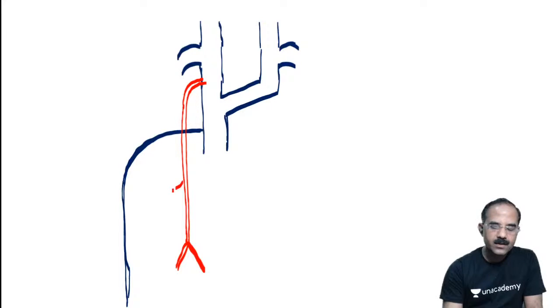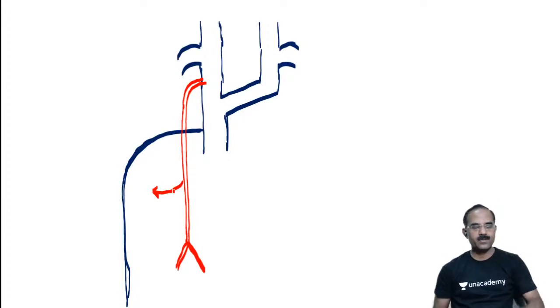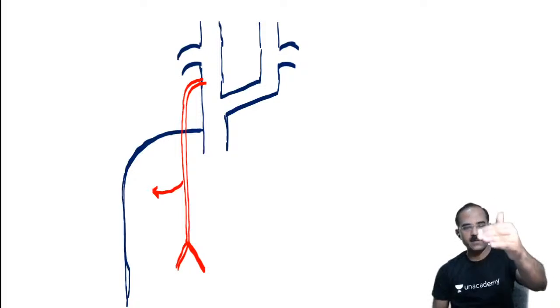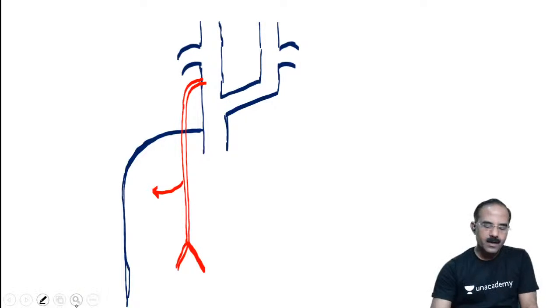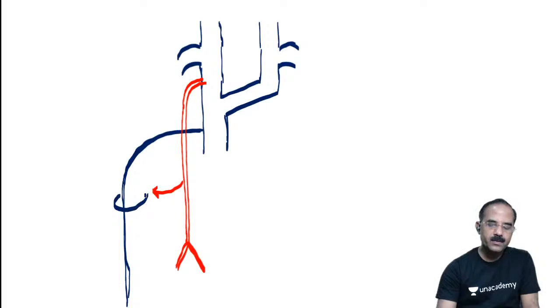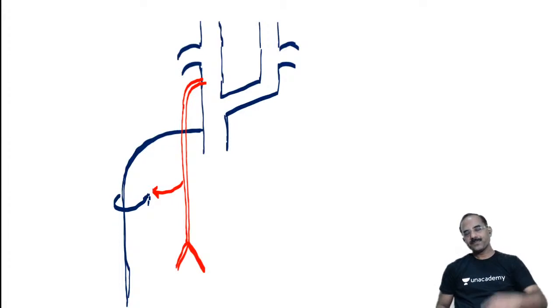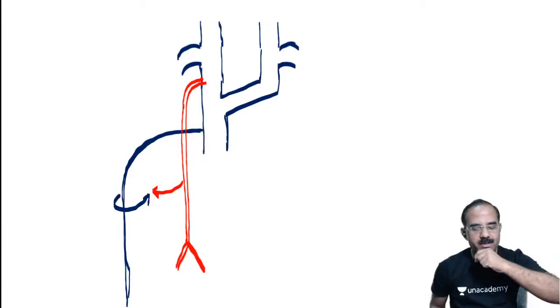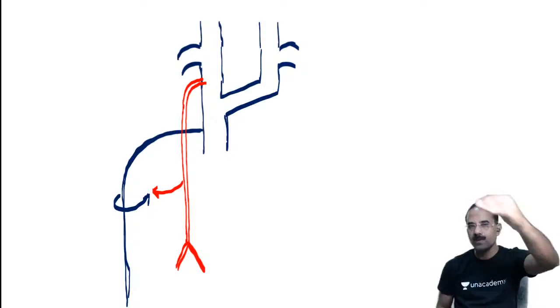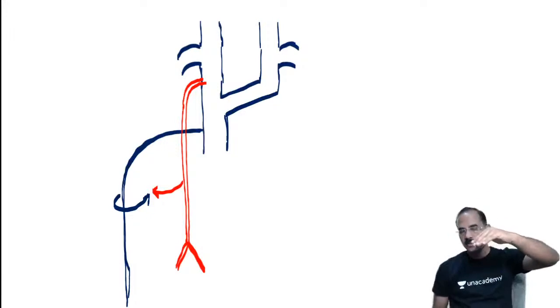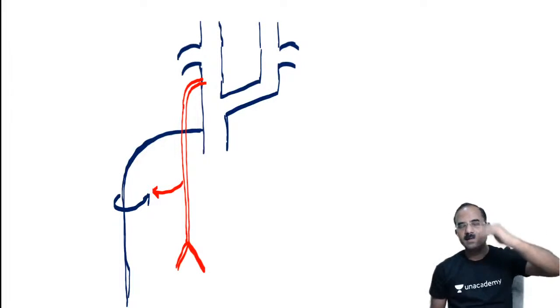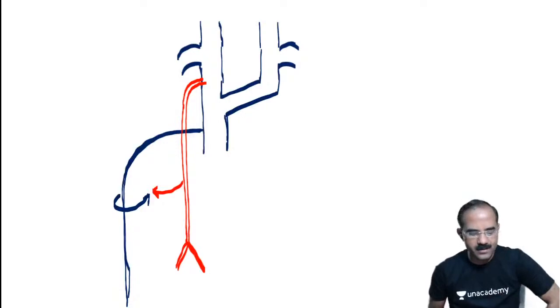If that's the internal thoracic vein, what is this vein? I'm just drawing one vein for you. That's the anterior intercostal vein. This anterior intercostal vein is going to anastomose with the posterior intercostal vein. The posterior intercostal vein opens into what? On the right side it opens into the azygos vein, on the left side it opens into the hemiazygos and the accessory hemiazygos. This you know.